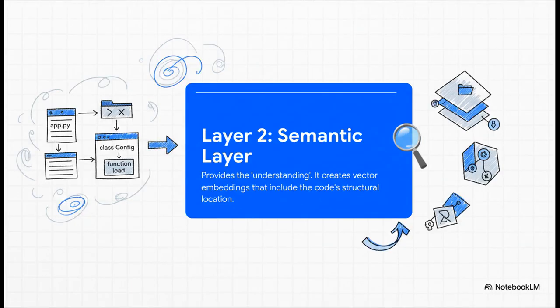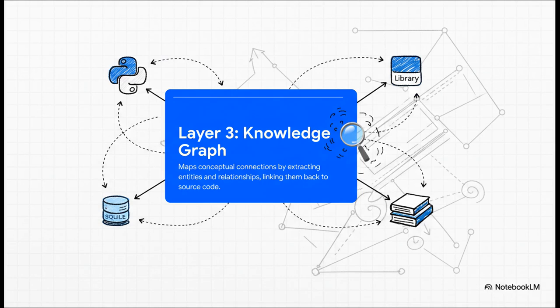Now, layer 2 is the semantic layer, and this is where things get really clever. See, a normal vector database just sees a blob of text. This system is different. It uses powerful language parsers, things like tree-sitter, to understand the structure of your code first. It knows that a piece of code isn't just text, it's the load function inside the config class in the app.py file. That structural context gets added before it creates the vector embedding, which makes searching and analyzing your code incredibly precise.